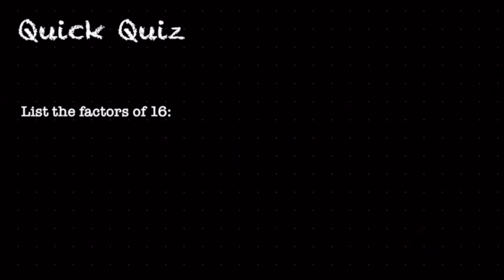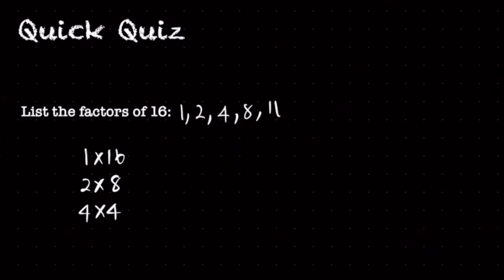Let's try a quick quiz. You can do it together in your exercise book. First up, we have list the factors of 16. So first things we can do, we can list it: 1 times 16, 2 times 8, 3, nope, 4 times 4, 5, no, 6, no, 7, no, 8. So we're back to 8. So factors of 16 are 1, 2, 4, 8, and 16.